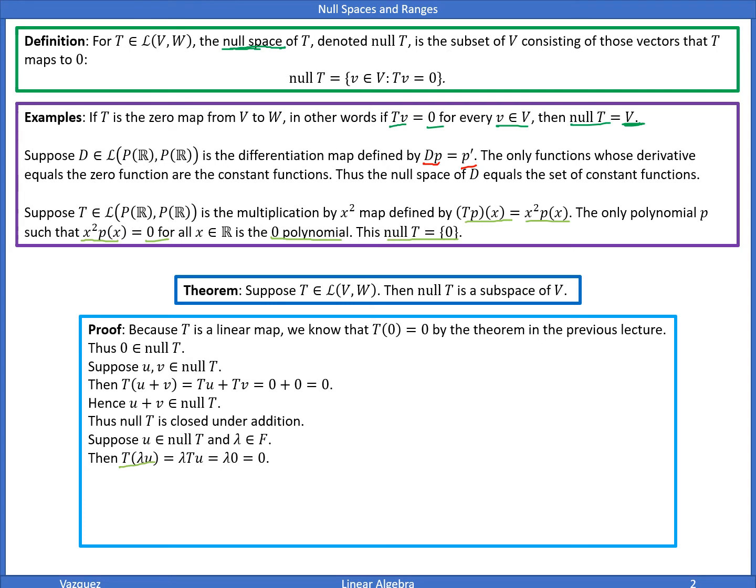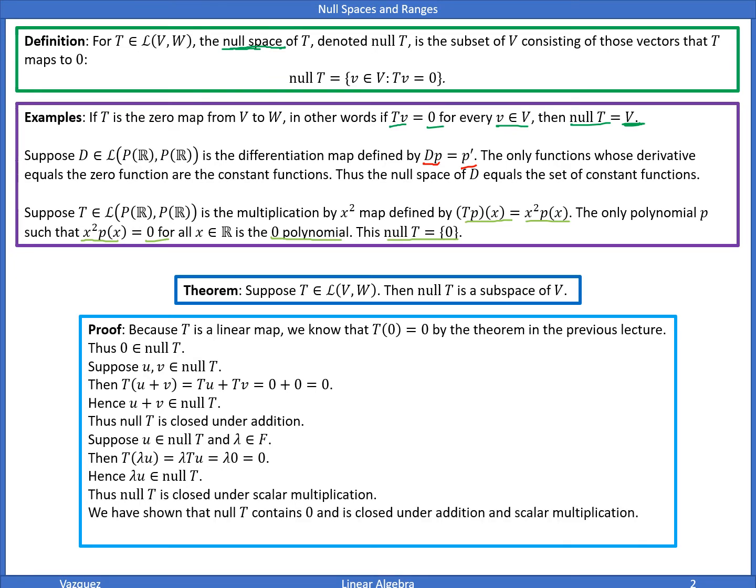T of lambda times U is equal to lambda times T of U, which is equal to lambda times 0, because U is in the null space, so it gets mapped to 0, and therefore equal to 0. Therefore, lambda times U is in the null space of T, so it's also closed under scalar multiplication.